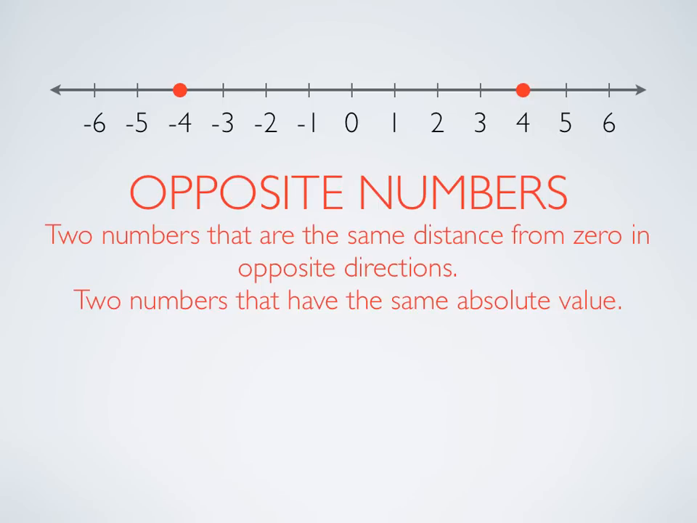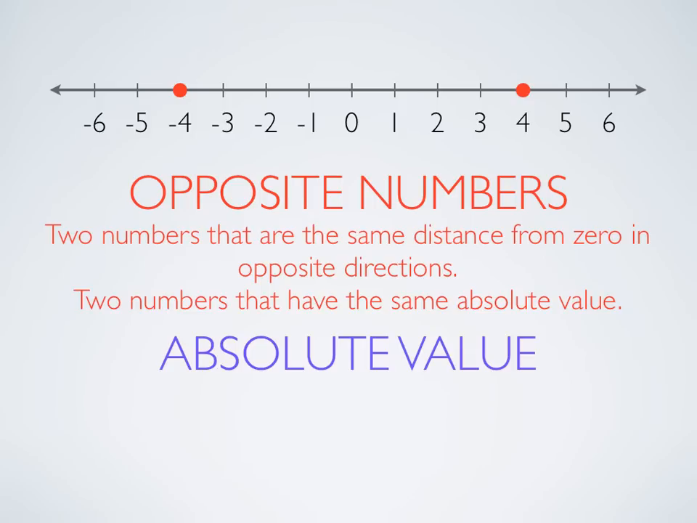Okay, so if I asked you what's the opposite of 6, you would tell me -6. If I were to tell you the opposite of 1, you would tell me -1. If I asked for the opposite of -3, you would tell me 3. I think you get the idea. Now, the technical definition of opposite numbers is two numbers that have the same absolute value.